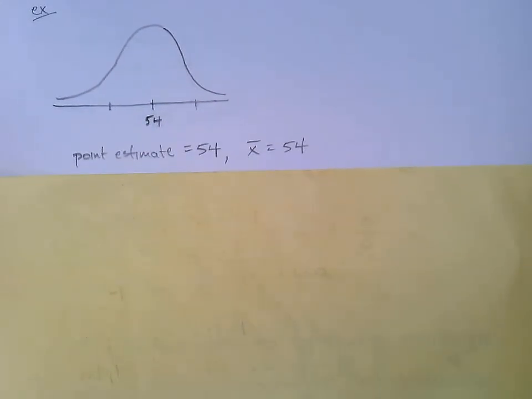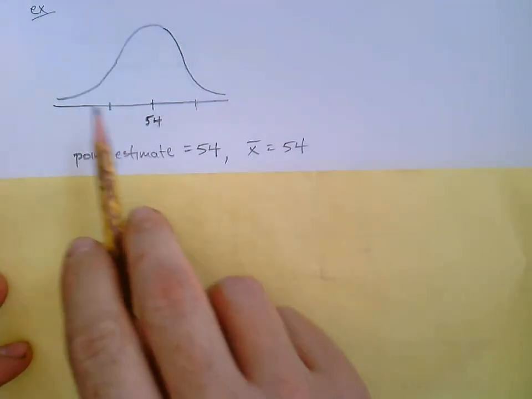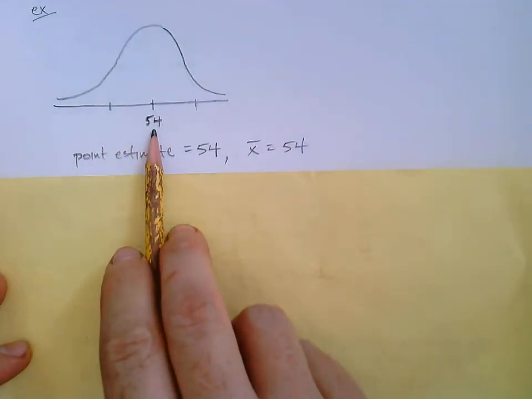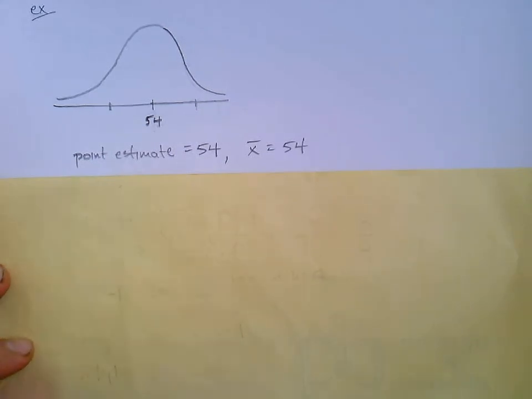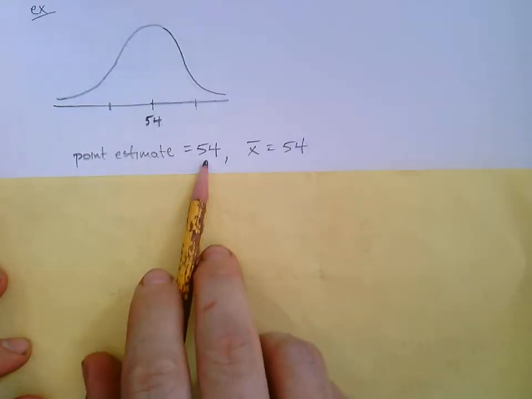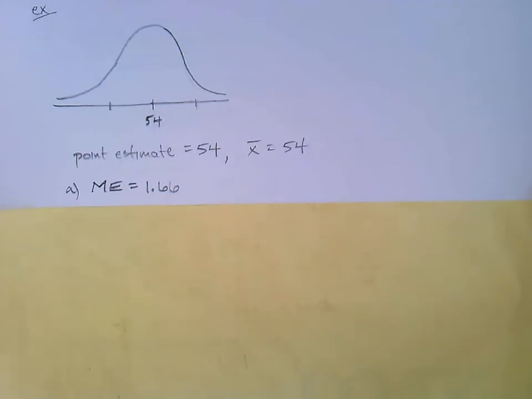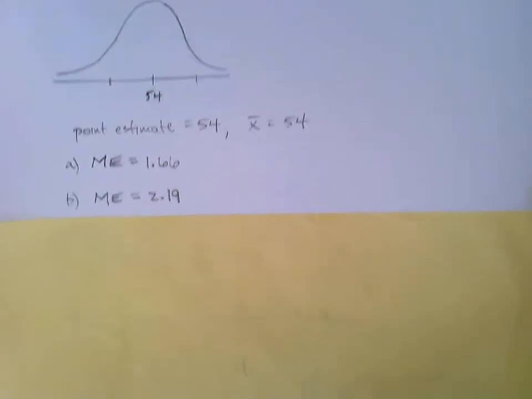So I want to recap those things here and just connect them to our previous example where we found the 95 and 99% confidence intervals. So we had a sample mean of 54, so that was our point estimate. Our point estimate was equal to 54 in those examples. In part A, remember we found the distance to be 1.66, so that was our margin of error. Margin of error equaled 1.66. In part B, our margin of error equaled 2.19 with the 99% confidence interval.